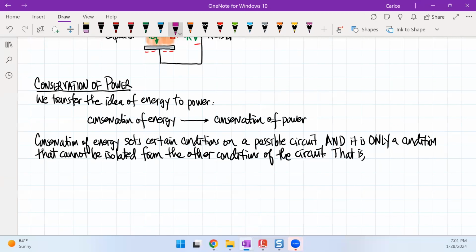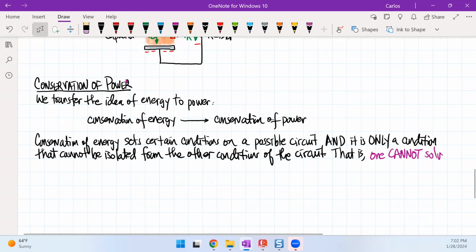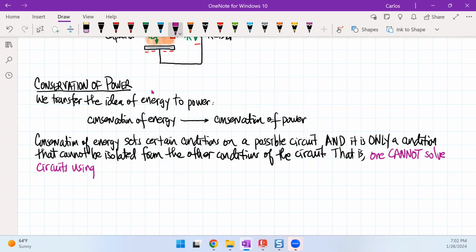That is, one cannot solve circuits using conservation of power alone. You can't do that. So what we're finding here is that now let's look at this mathematically.